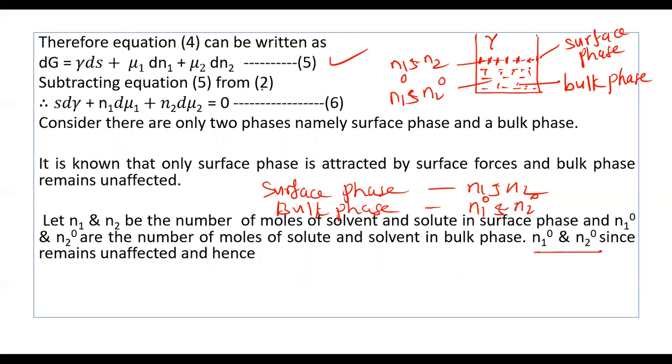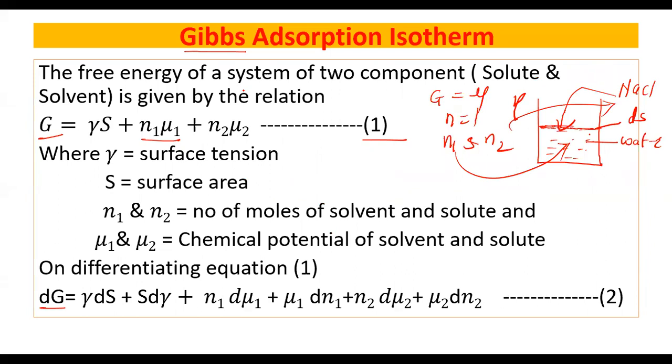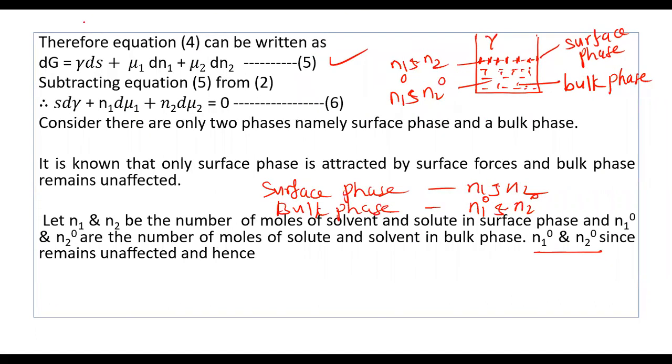Now subtracting equation 5 from equation 2. Let me write equation 2 here once again to simplify. dG is equal to gamma into dS plus S into d gamma, plus n1 into d mu1 plus mu1 into dn1, plus n2 into d mu2 plus mu2 into dn2. This is our equation 2.